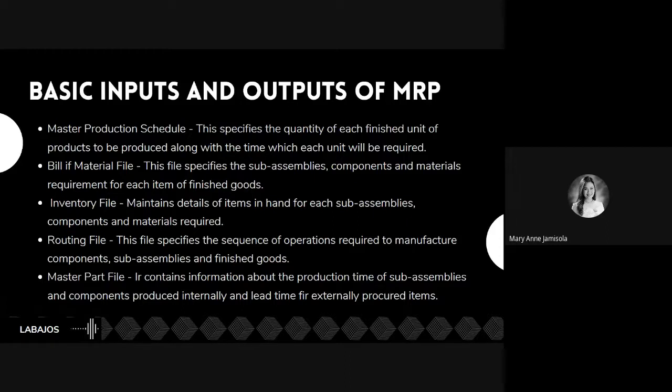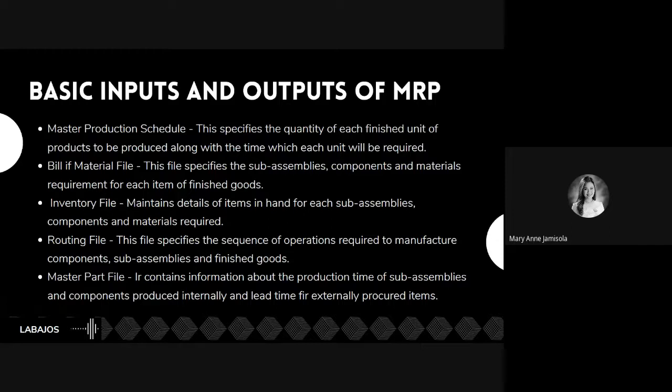So I have mentioned this in passing a while ago. So we have the master production schedule. This specifies the quantity of each finished unit of products to be produced along with the time with each unit will be required. So you can actually print out a master production schedule from the MRP system.